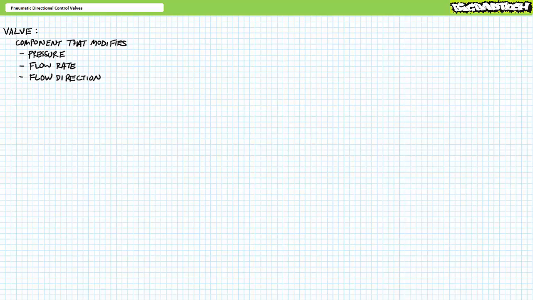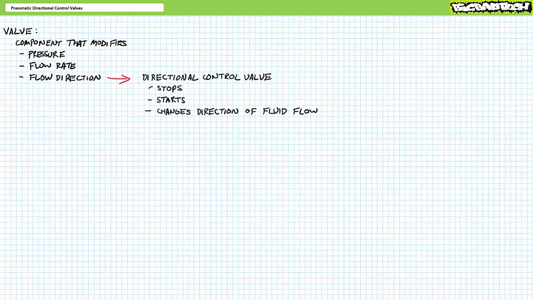As you're no doubt aware, a valve is a fluid power component designed to modify pressure, flow rate, or flow direction. A subset of these valves, those that modify flow direction, are appropriately called directional control valves. The purpose of a directional control valve is to stop, start, and change direction of flow in a fluid power circuit. Flow direction ultimately influences the actuation direction of a fluid power actuator. Directional control valve position influences whether pneumatic cylinders extend, retract, or stay put, as well as the rotational direction of pneumatic motors. Three properties define directional control valves: ports, positions, and actuation method.